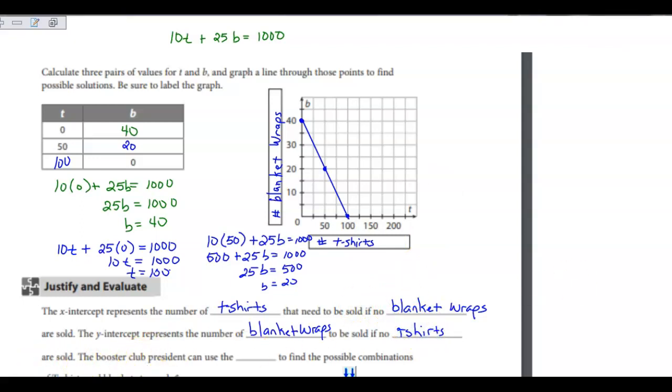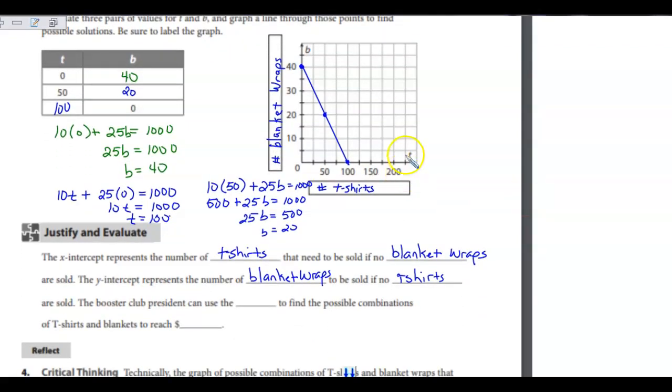Are sold. So the Booster Club can use the graph to find the possible combinations of t-shirts and blankets to reach $1,000. So he can use that graph, and that's going to help him figure out how much he would need to sell. So if he sold 25 t-shirts, he would need to sell 30 blanket wraps. And if he sold 75, then he would only sell 10 blanket wraps.